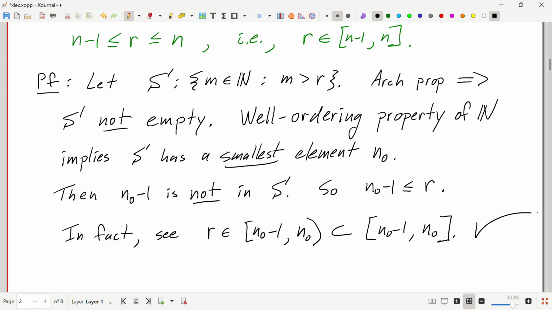Questions about that or anything? Yeah. That's a subset. That half-open interval is a subset of the closed interval, and that's what it was in the statement of the theorem in the book. They demonstrated it in such a way that they got a little bit more than that.